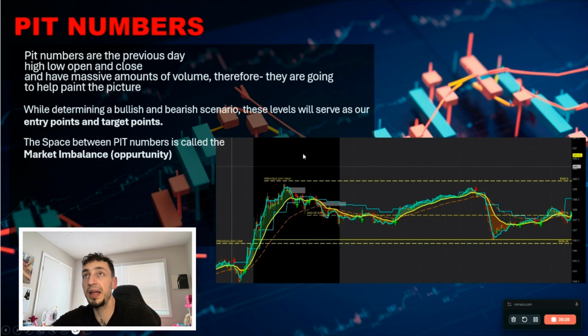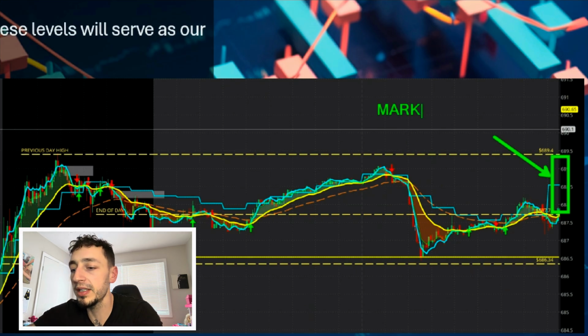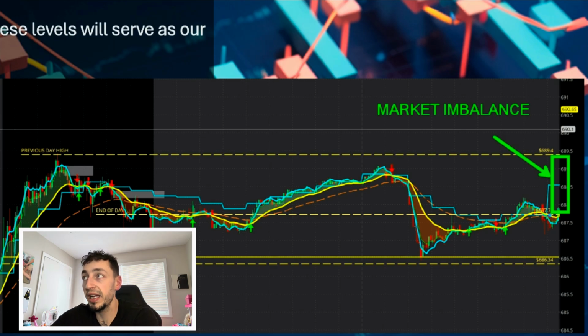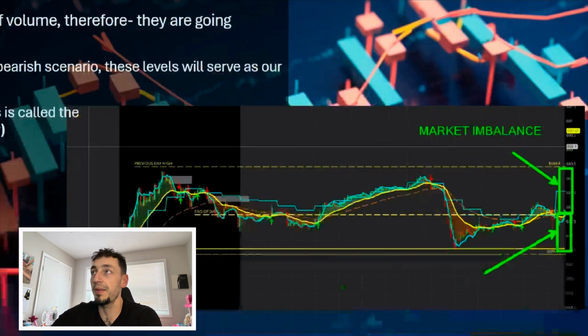The space between the PIT numbers is what we like to call the market imbalance, okay? So this right here, this is called the market imbalance, okay? And this right here is also called the market imbalance. The space in between, key level, critical level, okay? That's the market imbalance. That's what we're looking to take advantage of each and every single day, okay?